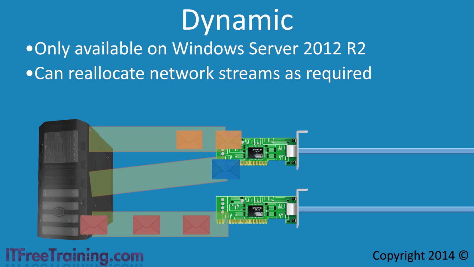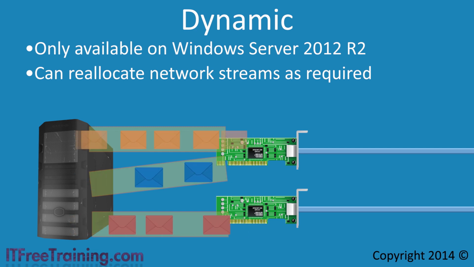If the top network stream was suddenly to become a lot more utilized, the traffic is no longer divided equally between the network adapters. Although dynamic is not a true load balancing solution, it can make changes as required to help even out the load. It does this by looking for what are referred to as flowlets.